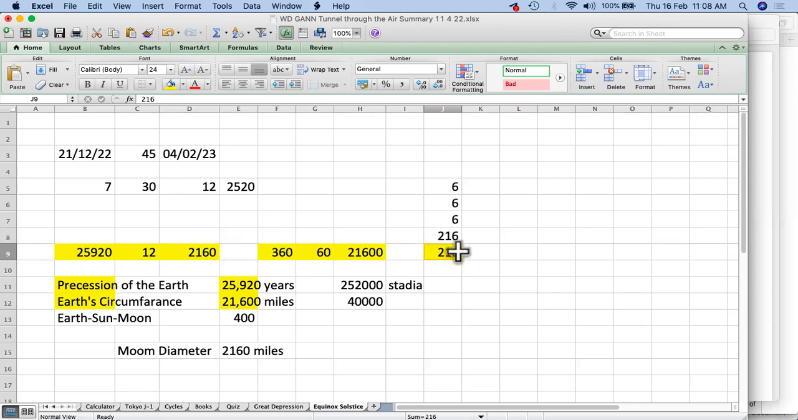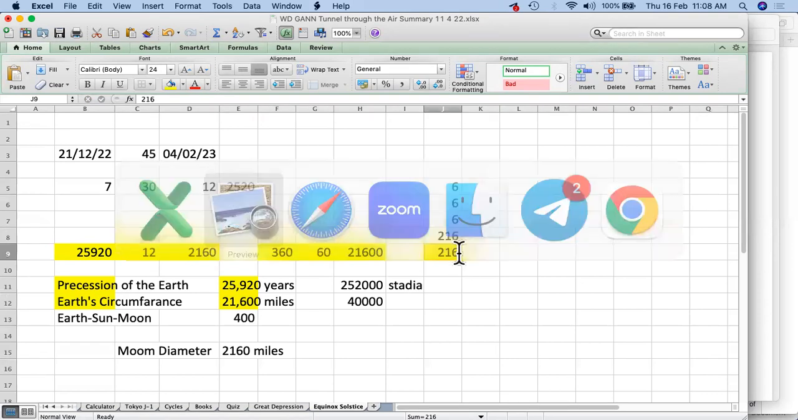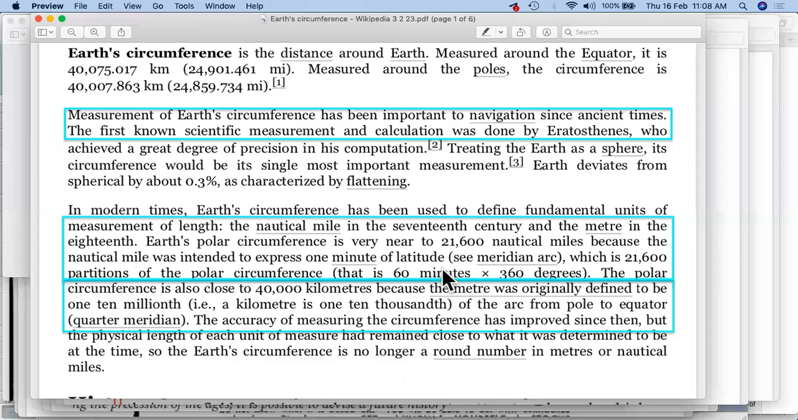So we're just trying to break down the calculations together for that part. Now we go to the next part, right? So we know the calculations for 21,600 nautical miles, which is how this number came into existence, right?